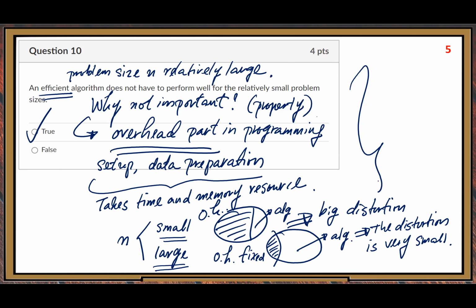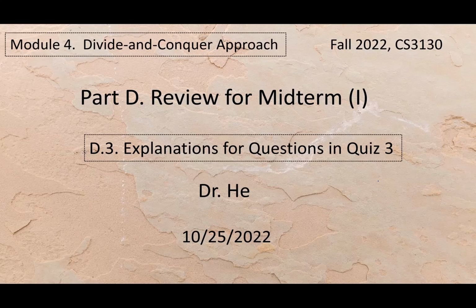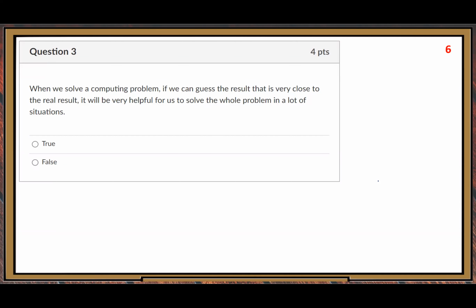All right, so that is the explanation for questions in quiz number 2. Number 3, D.3. Question number 3: when we solve a computing problem, if we can guess a result that is very close to the real result, it will be very helpful for us to solve the whole problem in a lot of situations. Here we just describe some experience in real world problem solving. The answer is correct.